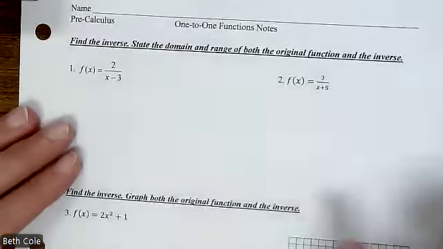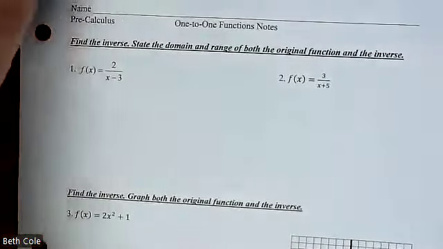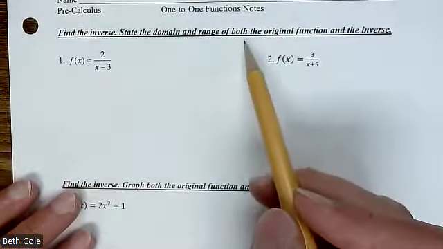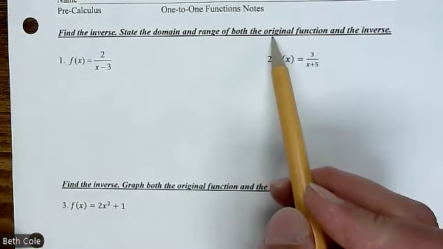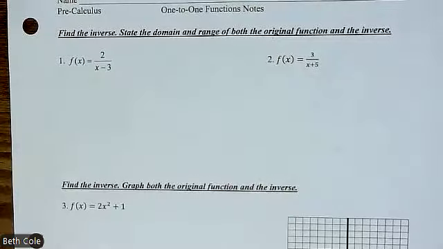So we're going to find the inverse, and we did this last time. But today we're going to go a step further and state the domain and range of both the original problem and the inverse. And they're just going to swap. That's all it is. You make a face. You're going to be okay. They're just going to flip flop.